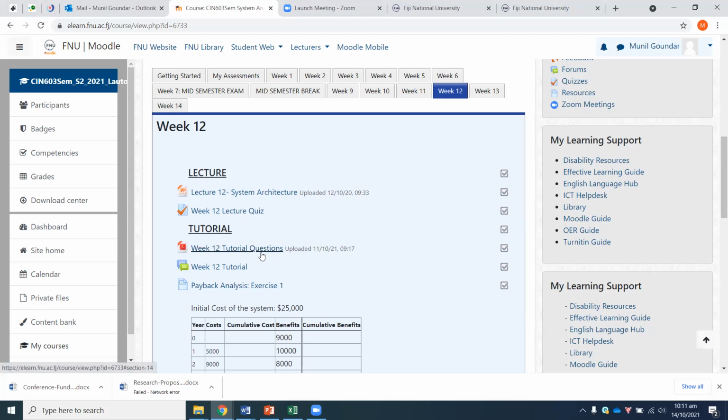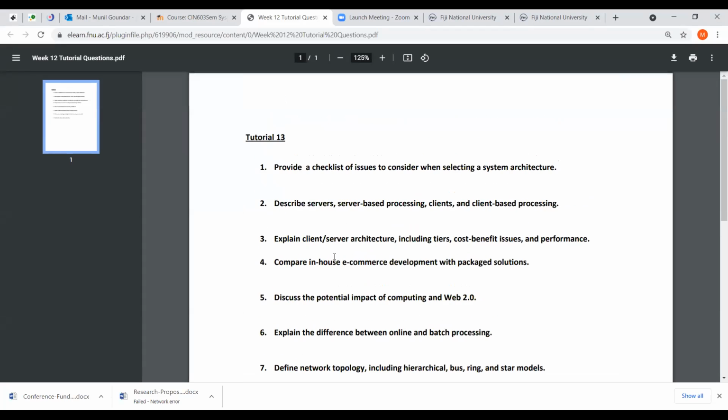So without further delays, let's go and start looking at your tutorial questions. Not too much of the tutorial questions. You had 8 tutorial questions, so we'll discuss them straight up. Now, question number 1: provide a checklist of issues to consider when selecting a system architecture.